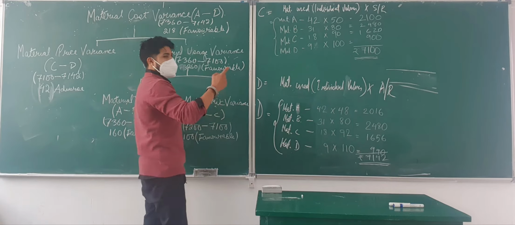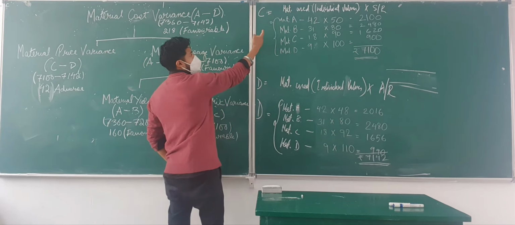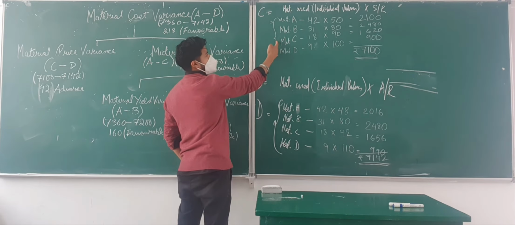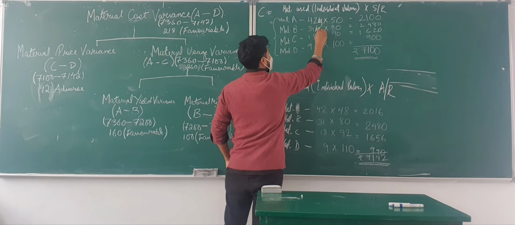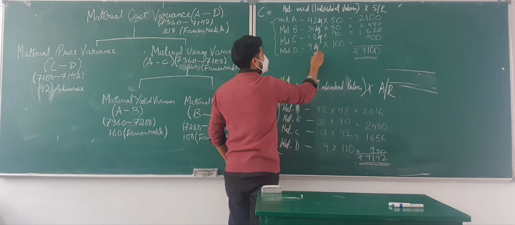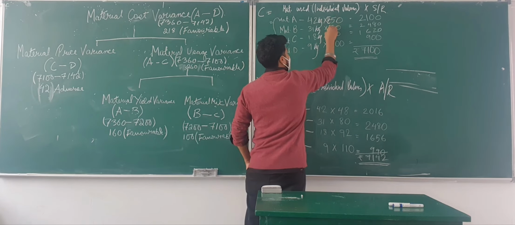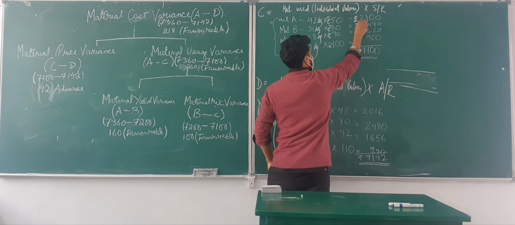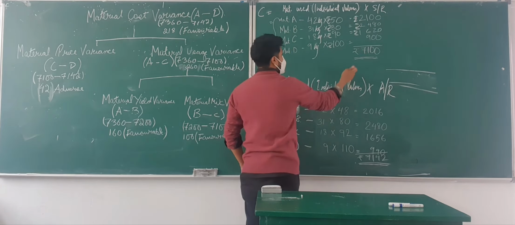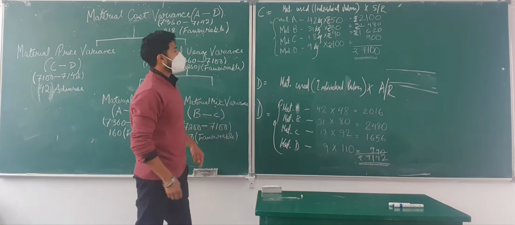Now see here. We are done with A and B. C's formula is this. This is the calculation. Individual values we have to take. This is in terms of kgs. Please write in terms of kgs. This is in terms of rupees. Please write rupees. These values will be in terms of rupees. Is it okay? The final value also in terms of rupees.